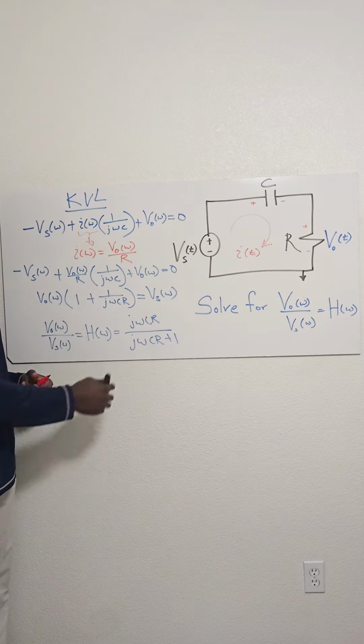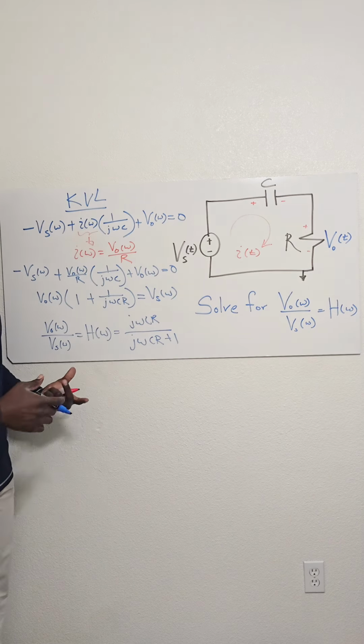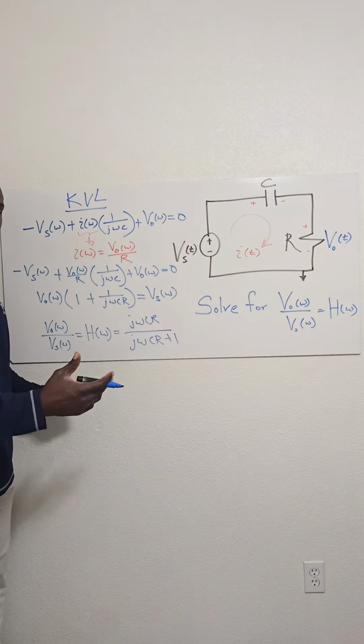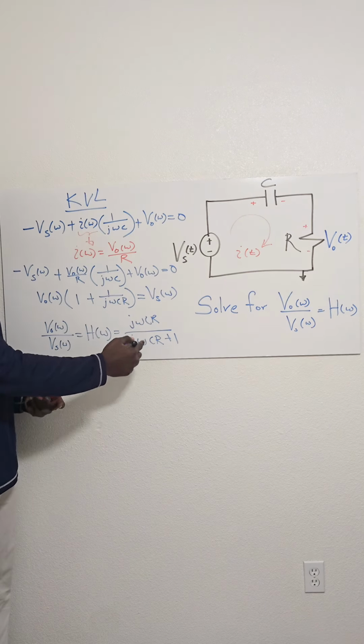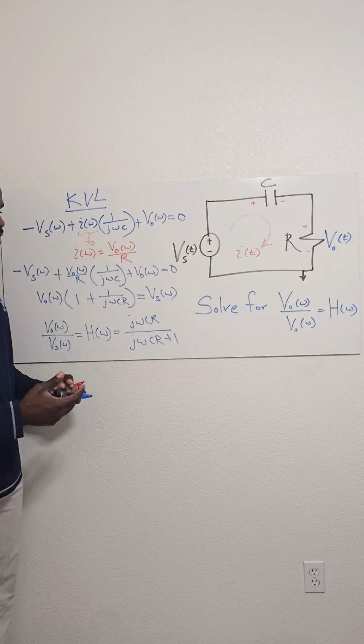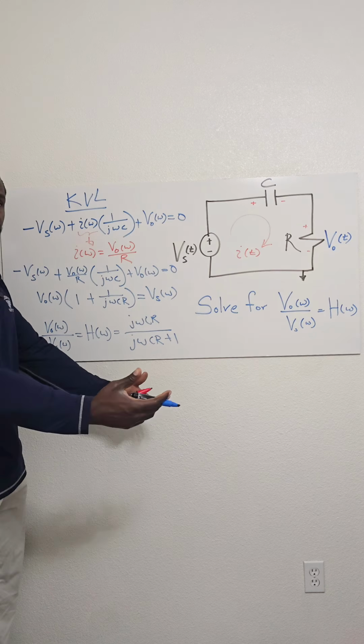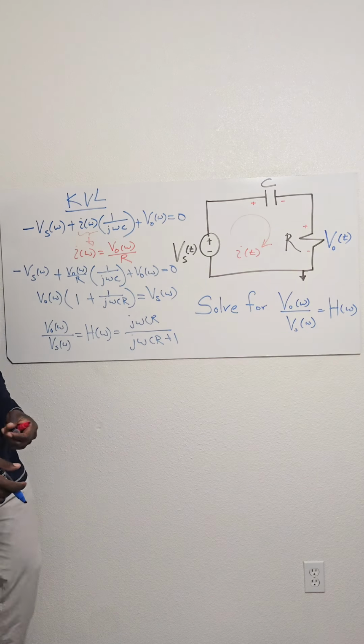But then if I replace this with omega is equals to infinity or a high frequency, I would get infinity over infinity, which is simply just 1. So that means high frequencies will pass through. That's why it's called a high pass filter.